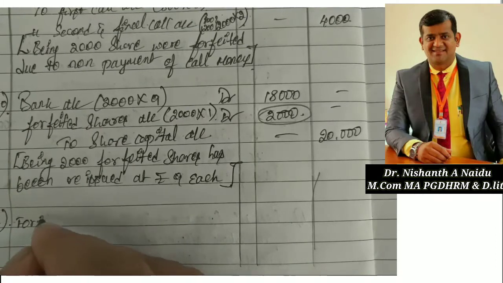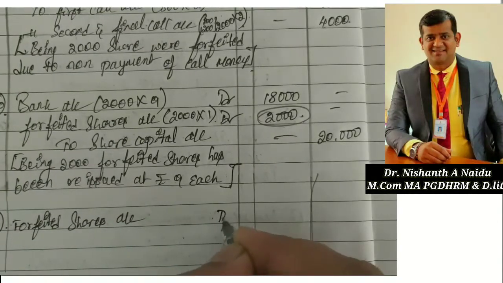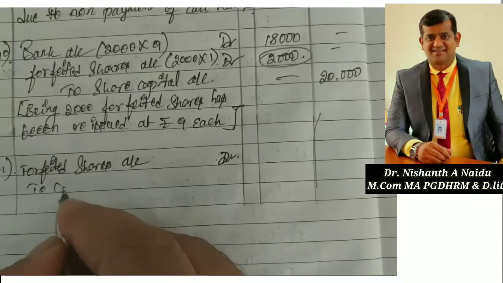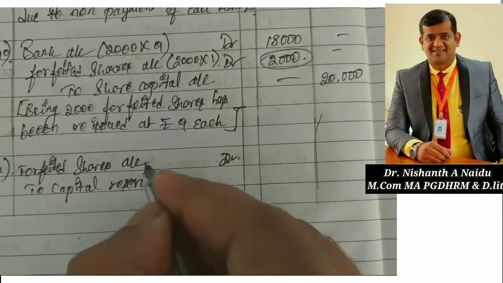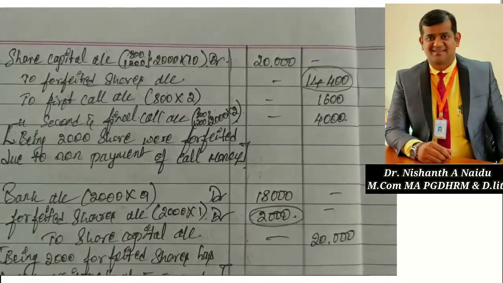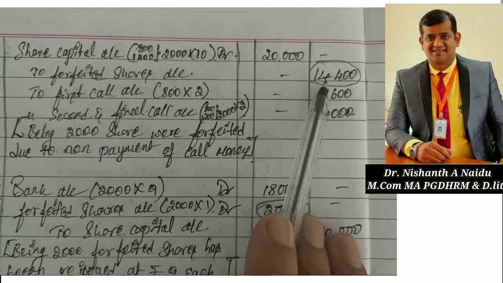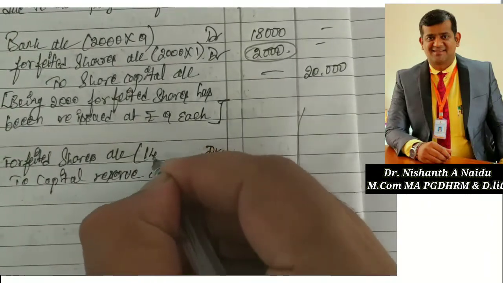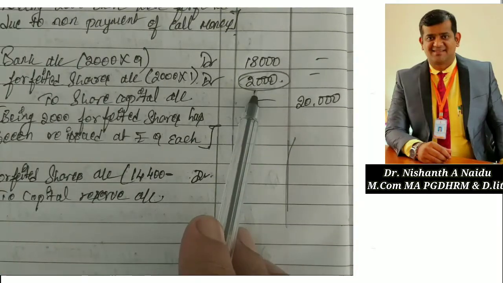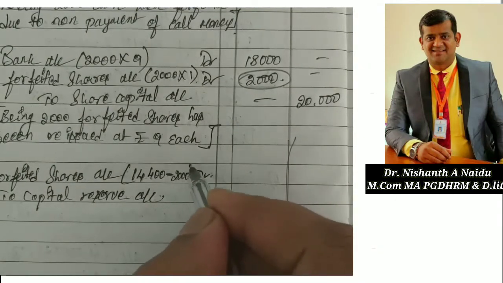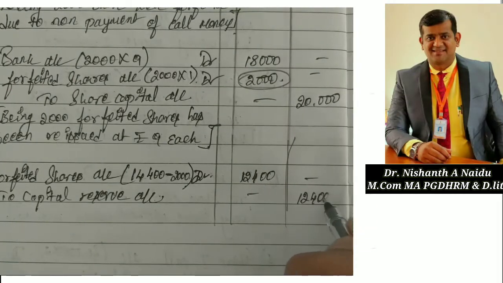Okay, so write down forfeited shares account debtor to capital reserve account. So now open the bracket and look at the first journal, that is 9th journal entry. How much amount has been transferred to the forfeited shares account? 14,400, right? So write 14,400 minus how much in this entry? Forfeited shares account debited 2,000 rupees. So minus 2,000. So the balance is 12,400.